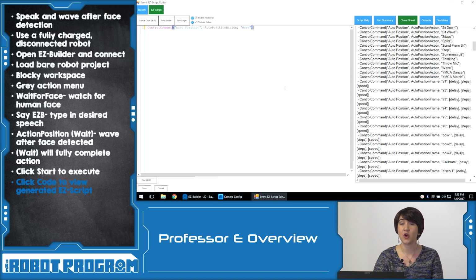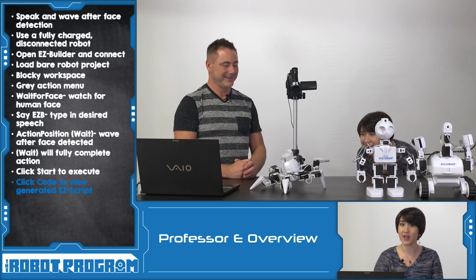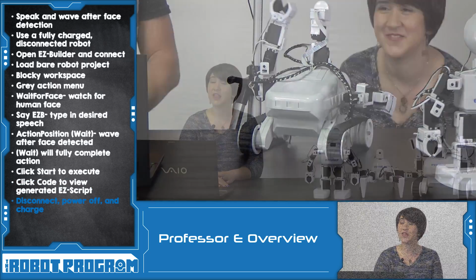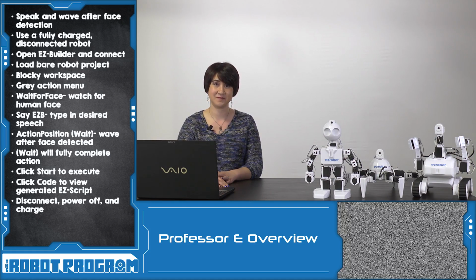In a future episode, we'll show you how to actually make the program by coding your own EasyScript. We were able to watch JD, 6, and Rolly all wait for a face and then execute the wave command in this episode. Thanks for watching, and we'll see you next time.